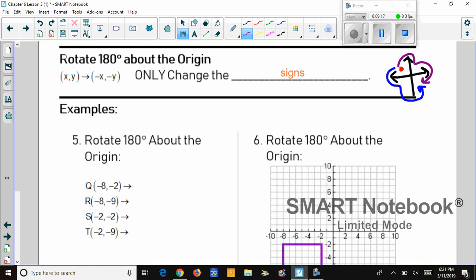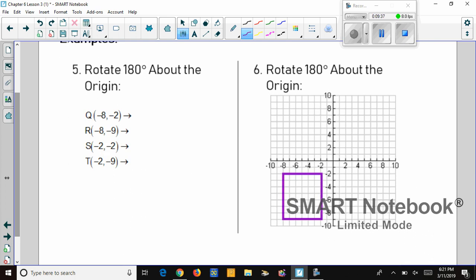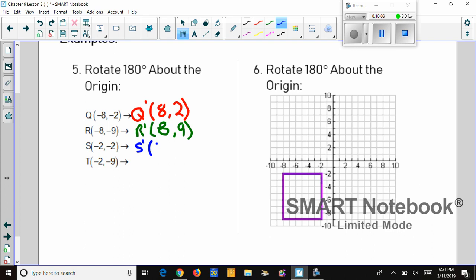To do this, all I need to do is change the signs of the ordered pairs to their opposites. So any positive becomes a negative, any negative becomes a positive. Let's go ahead and move the square here to its new location 180 degrees away. First, we'll find Q prime, which is now at 8, 2. R prime, which is at 8 and 9. S prime, which is at 2, 2, and T prime, which is at 2, 9.